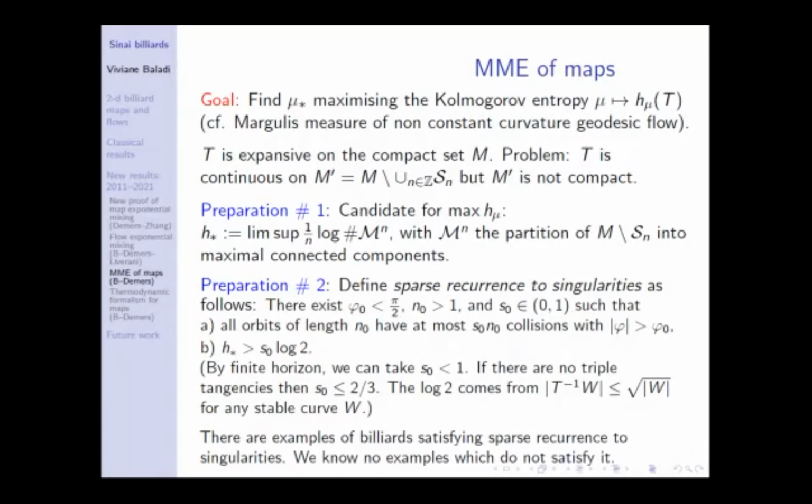Okay, now just a few remarks about this assumption. Of course, we are shocked that we needed to make an assumption. First remark, since we assume finite horizon, S0 can always be taken strictly smaller than 1. If you assume that there are no triple tangencies, then you can take S0 strictly smaller than 2/3. Then you can try to check on examples. And the good news is that all the examples we checked satisfy this condition. We don't know any examples which don't satisfy this condition. We suppose that this condition is generically true for all billiard tables. I mean, it's true for almost all billiard tables, but we don't know how to prove it.